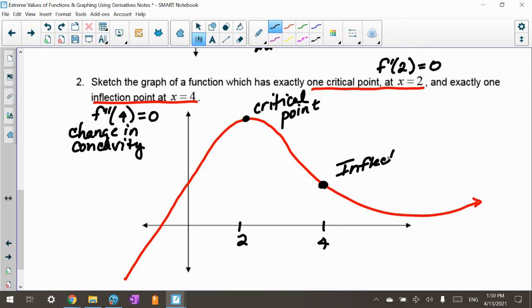And remember, your inflection point is where the concavity changes. Because this is like halfway between concave down and concave up, that's where I picked my inflection point. So this just kind of helps you with that. All right, let's try another one.